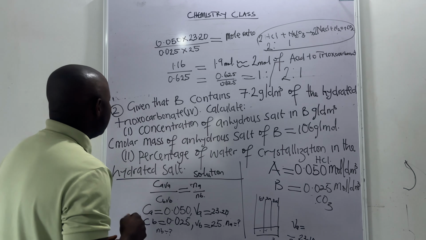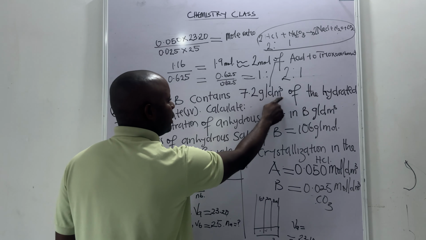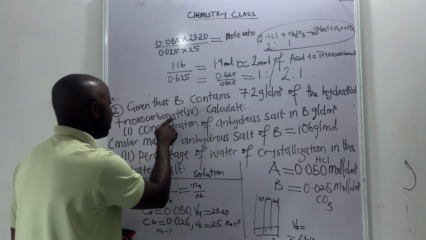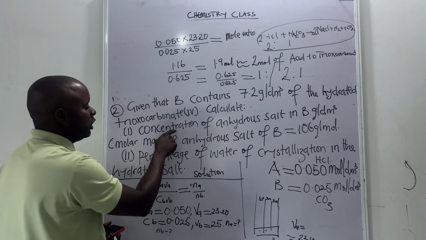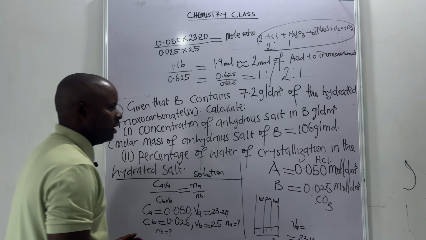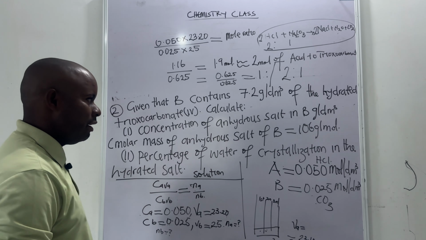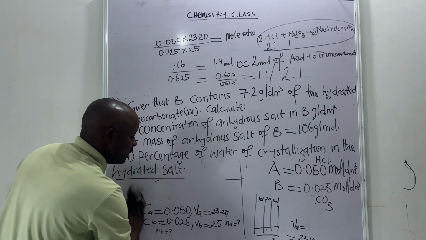So the other question goes this way. Given that B contains 7.2 grams per dm cube of the hydrated trioxocarbonate(IV), calculate the concentration of anhydrous salt in B, that is the base, in gram per dm cube. By doing that, let's use this space.